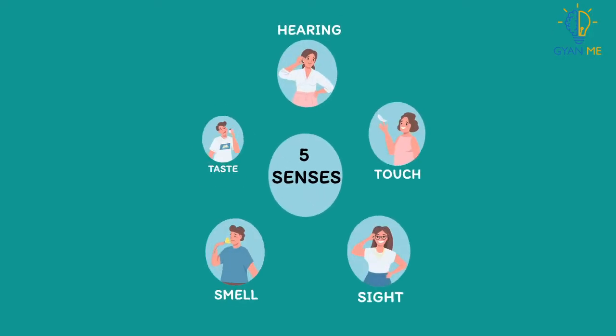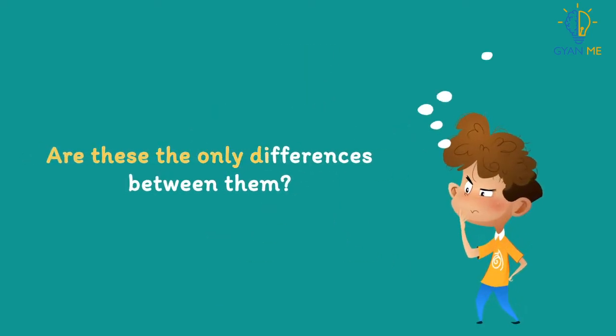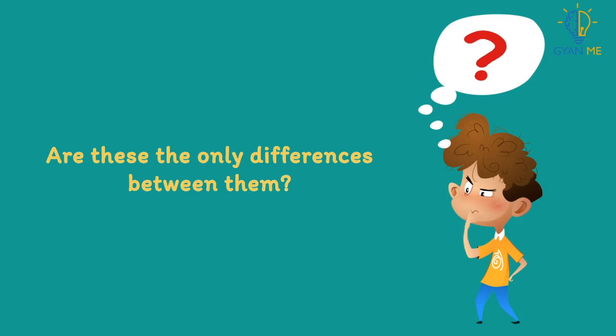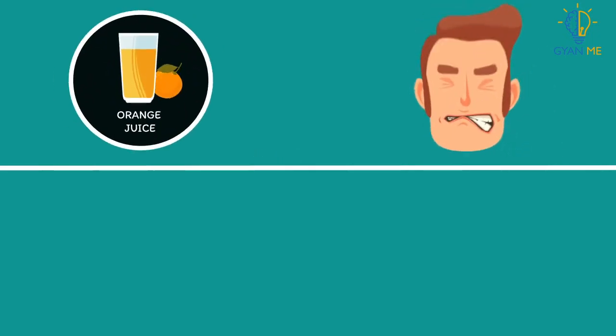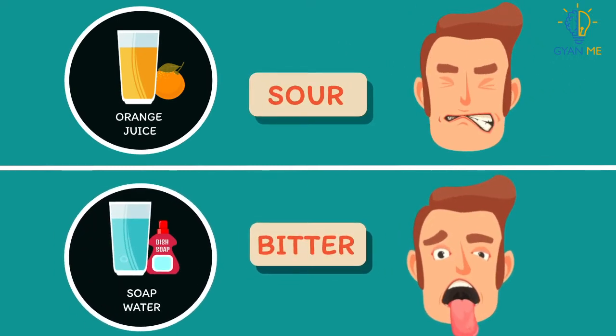These are just properties that are perceived by our five senses. Are these the only differences between them? No, of course not. There are a lot more. Orange juice is sour in taste, while soap water is bitter in taste. Is taste so important a property that we are talking about it? Yes, taste is indeed an important parameter, as it will take us to the chemical properties of both these substances.